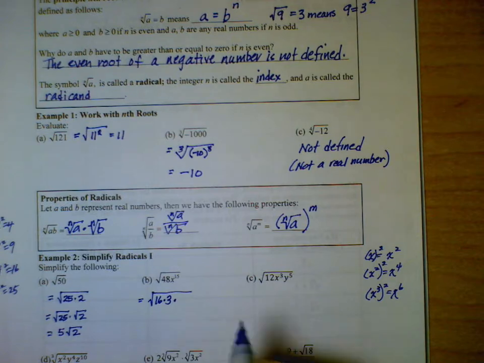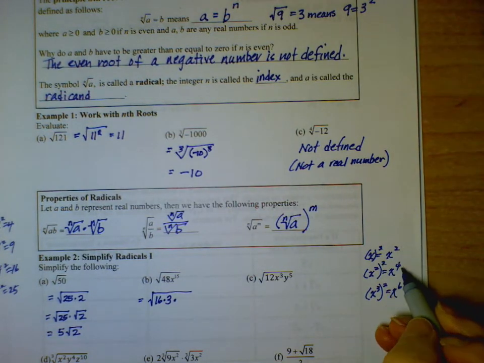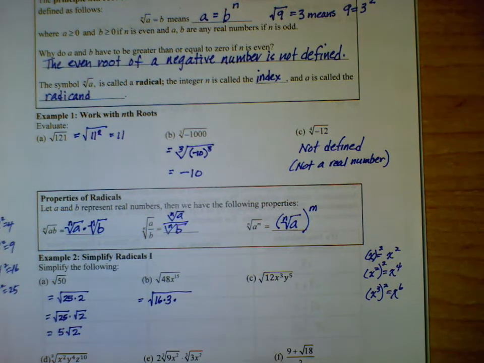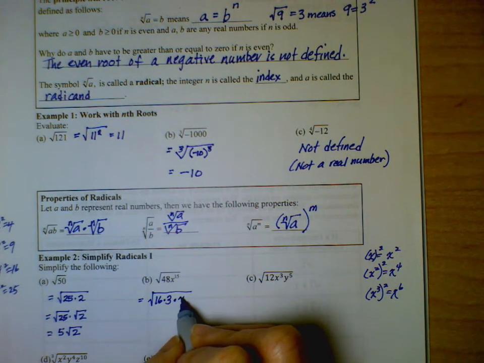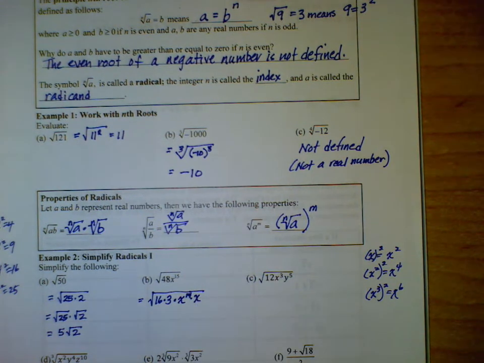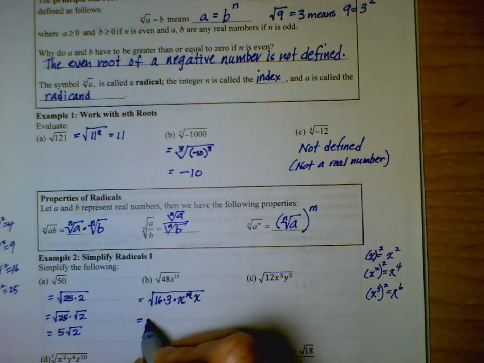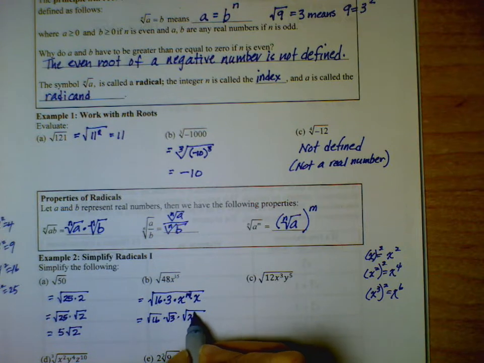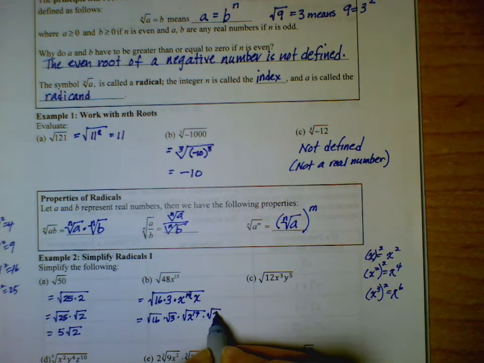Now our x to the 15th. Well, what we're seeing in this pattern here is even numbers. So the highest even number would be 14, but I still have another one left to make 15. X to the 14th times x to the first would be x to the 15th. Okay, so again, because of this property, we can break it up into pieces. We have the square root of 16 times the square root of 3 times the square root of x to the 14th times the square root of x.